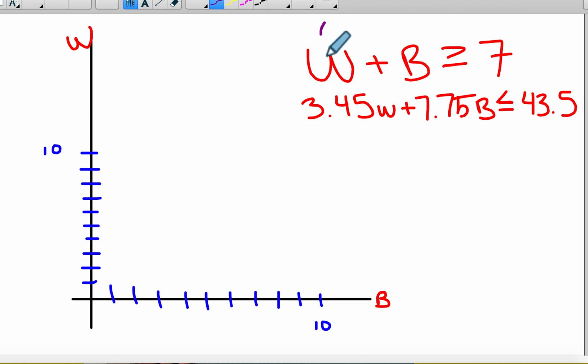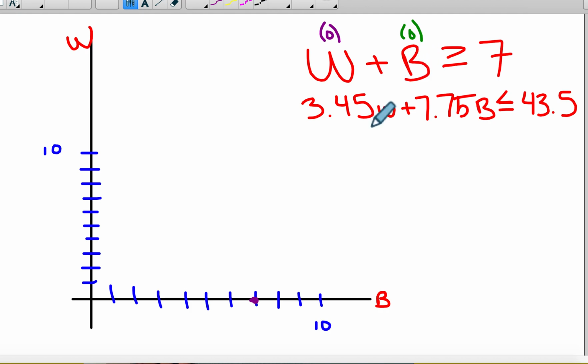So if I plug in 0 for w, I'm going to get b equal to 7, right? So when b equals 7, 1, 2, 3, 4, 5, 6, 7, I have right there an x-intercept, or a b-intercept. Very helpful. Now, on the flip side, if I plug in 0 for b, I'll get w equals 7, and that's fine.